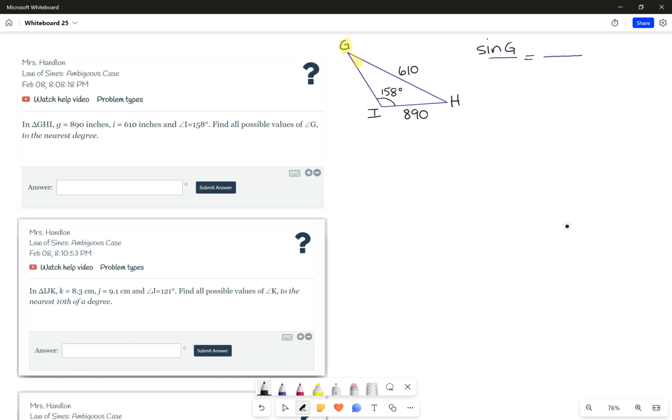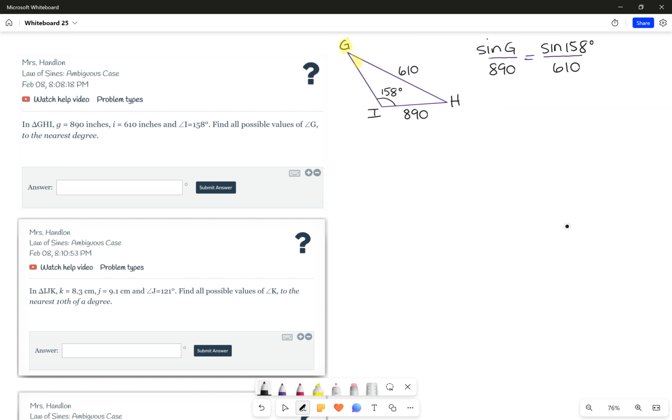The side length of G that is across from angle G is going to be 890. And then I need to put the proportion where I do know the angle and the side across from it. In this case, it's angle I. Notice that angle I has a side length of 610 right across from it. So sine of 158 degrees has to go at the top, and the 610 side length goes at the bottom.